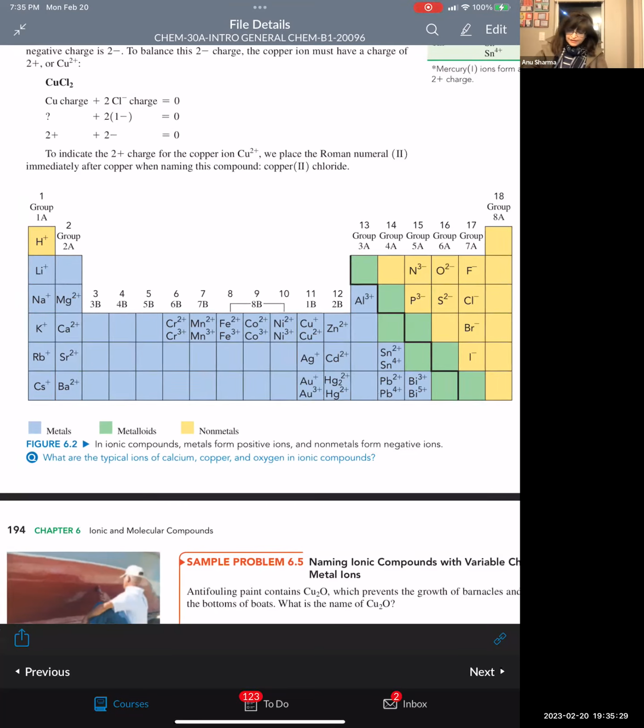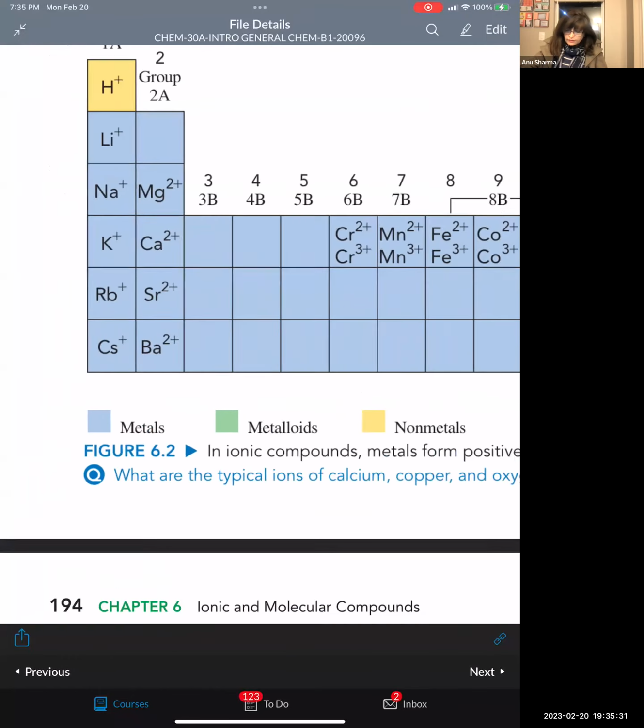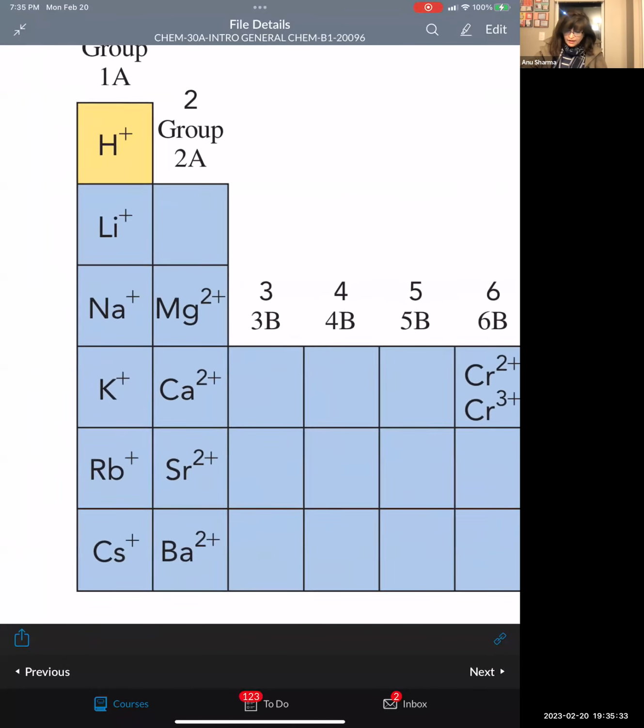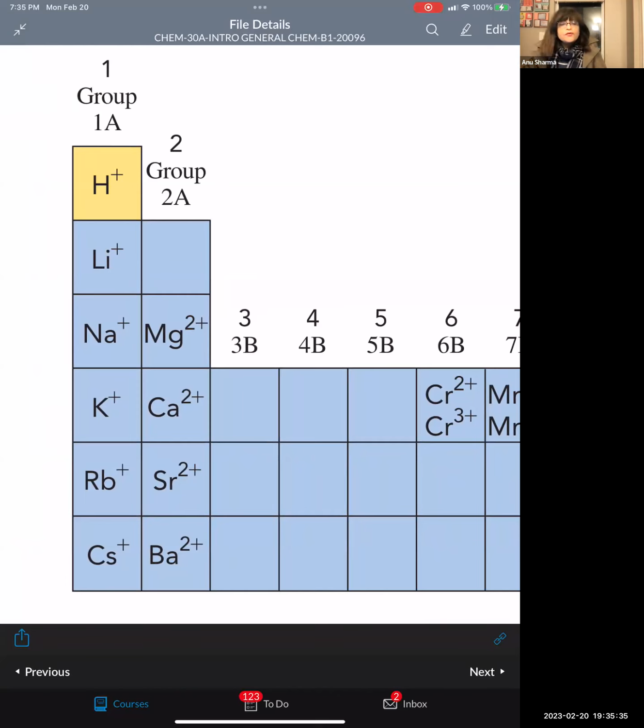So all the elements in group 1A have 1 valence electron. Therefore, they will lose that valence electron, so they can have the noble gas configuration of the element that is 1 period above. So group 1A, 1 valence electron, plus 1 charge. Group 2A, 2 valence electrons, plus 2 charge.